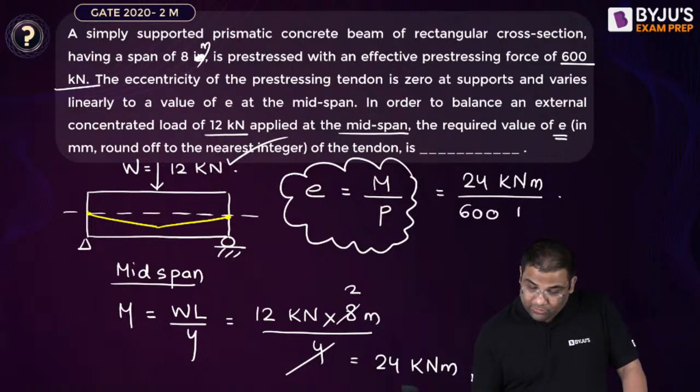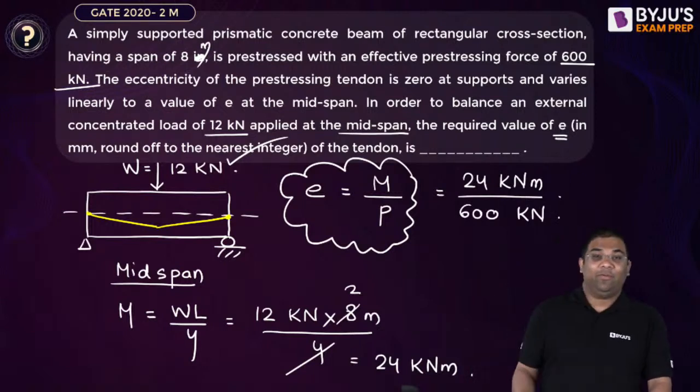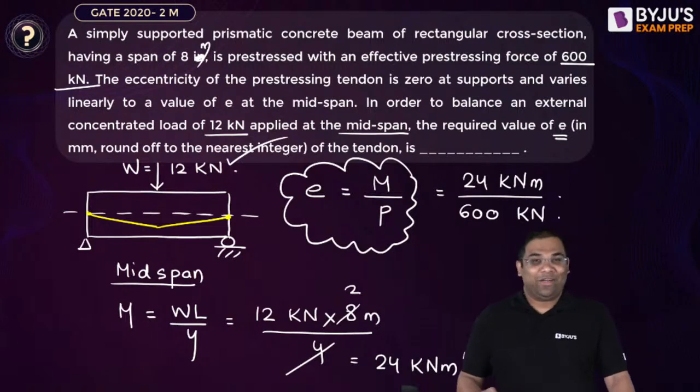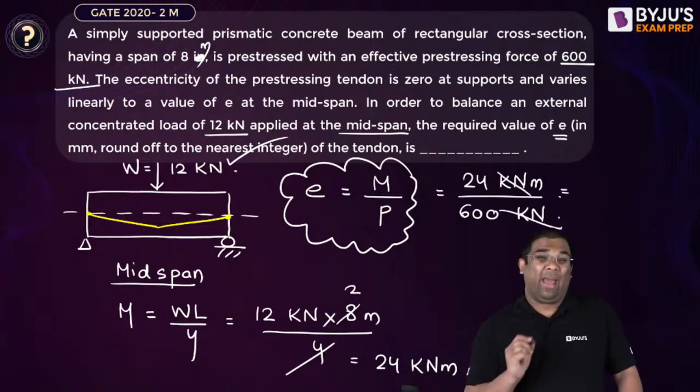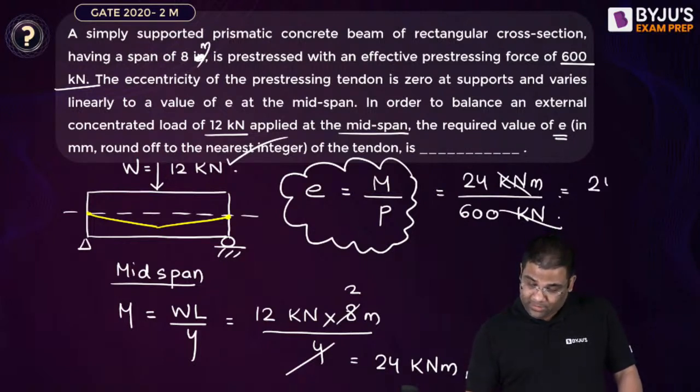So this question actually should be one question, but they have given two questions. I don't know why. It's a very straightforward question, right? So this is coming in meter. They have asked in mm, and round up to the nearest integer they have given. To convert into mm, what I will do? I'll multiply by 10 to the power 3.